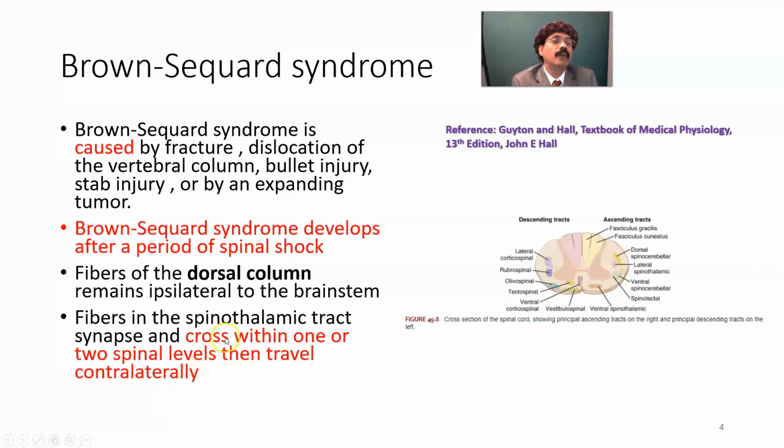So several segments may be above the level of entry of the first order neuron, but the crossing and ultimate destination to the other side may be several segments above. Sometimes even a few segments below is possible. So the spinothalamic tract synapses and crosses within 1 or 2 spinal levels, then travels contralaterally and obliquely.